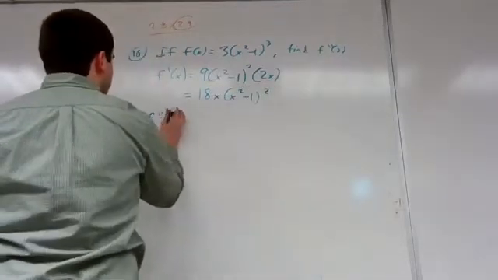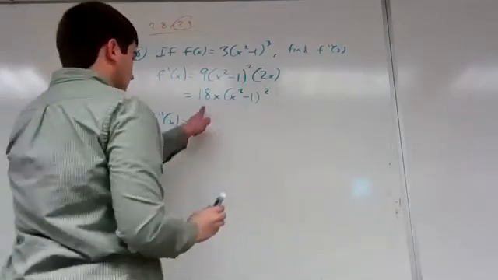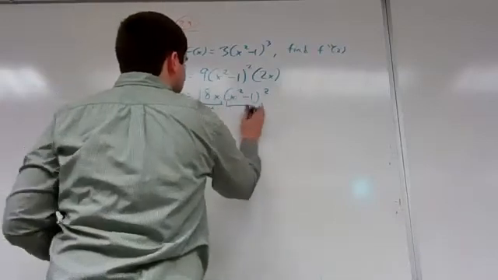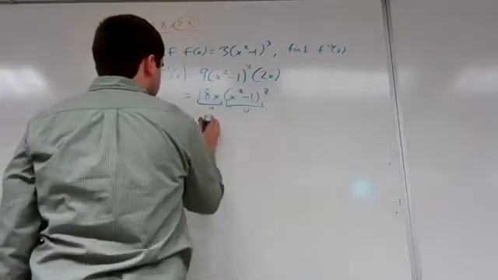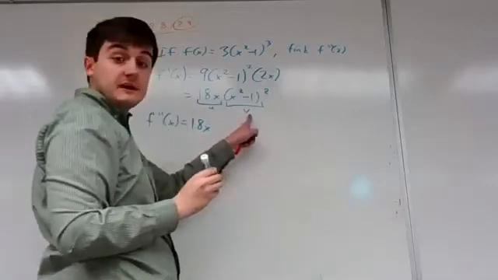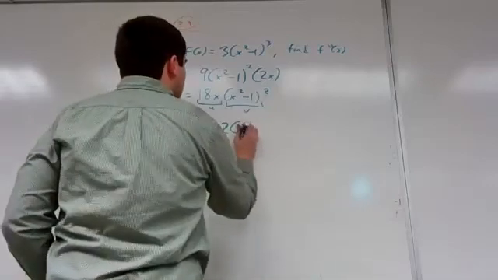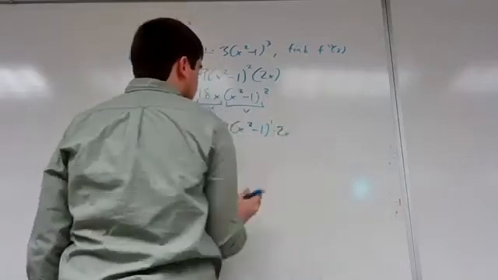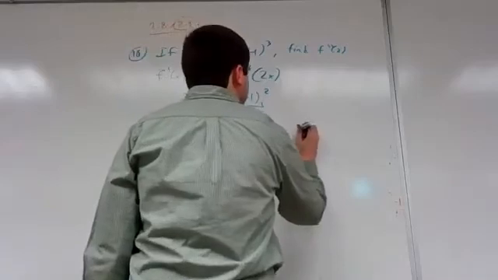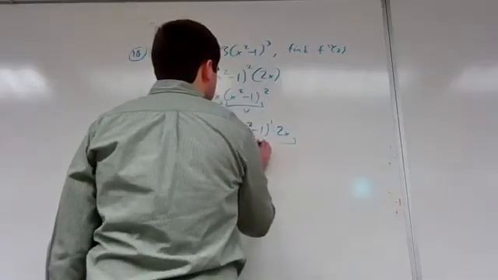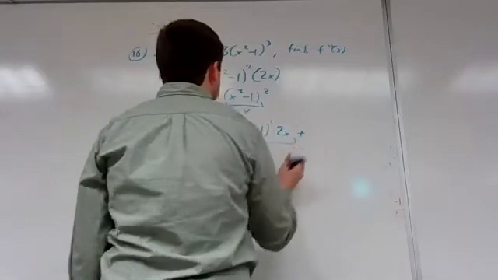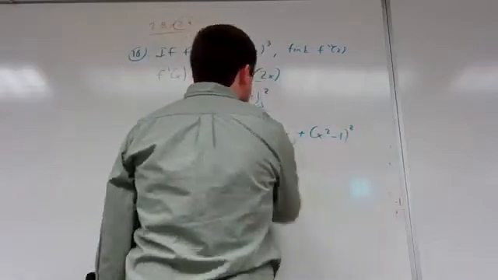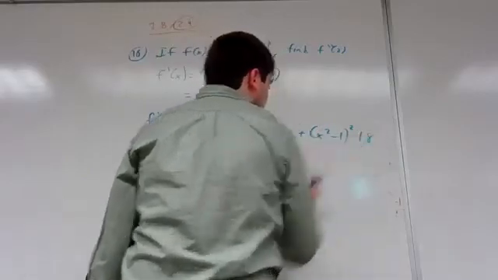Okay. What about f double prime of x? Well, I use the product rule, right? So let's call this term u, call this term v. So I take u times dv over dx, which is going to be 2 times (x squared minus 1) to the 1 times 2x again. So this is dv over dx right here, just to reaffirm, right? Plus v, which is (x squared minus 1) squared times du over dx, which is simply 18.